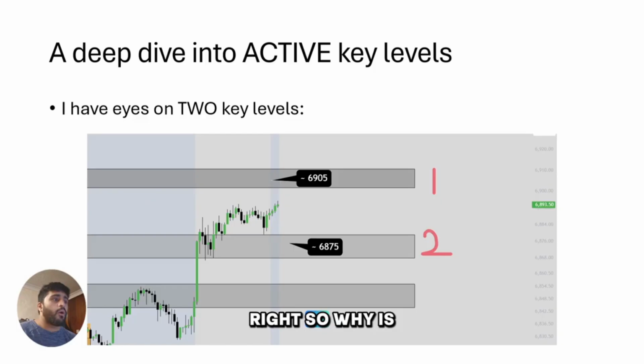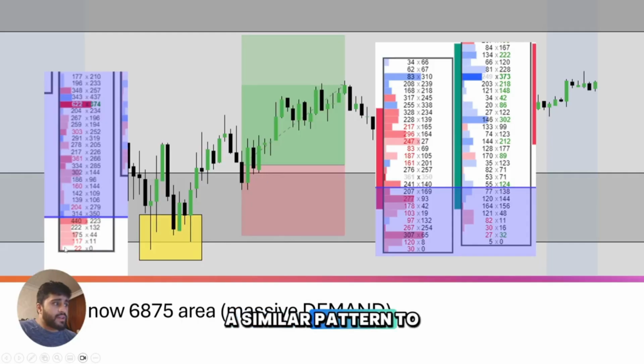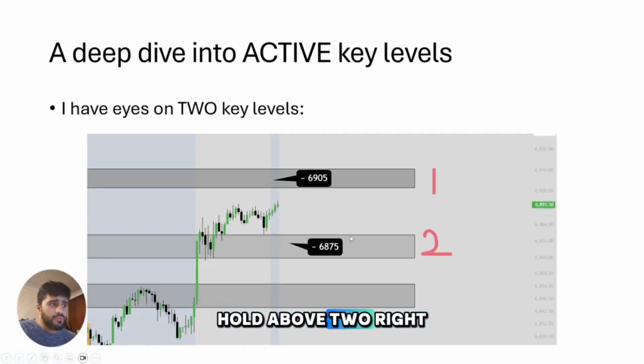So why is this important? Now, if we get to key level 2 and we see a similar pattern to here, if we can hold above key level 2, that means that the demand is still holding from Friday. We want to be bullish. We want to be buying in the New York session.